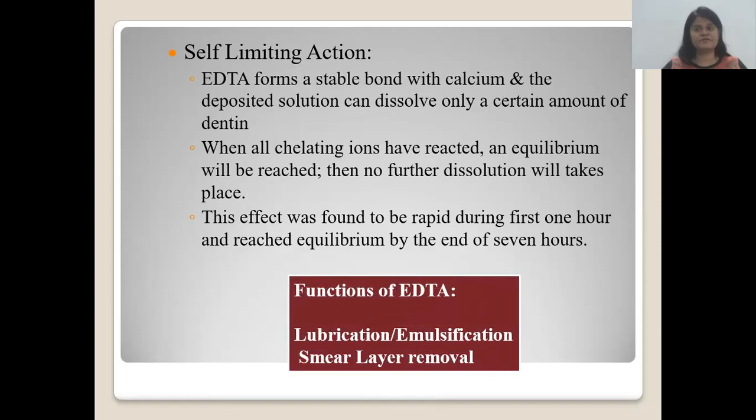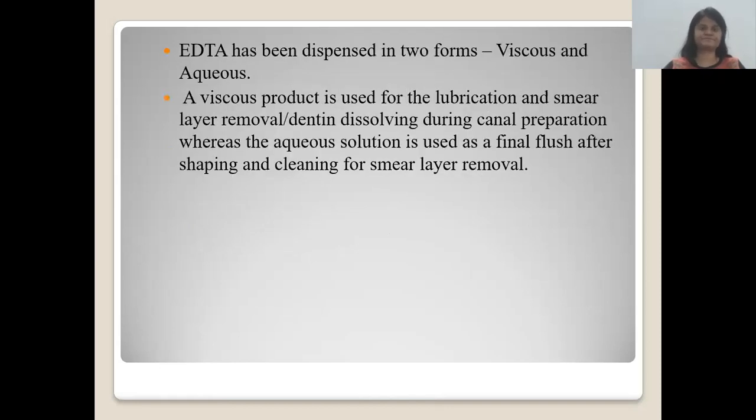Then what is the function of EDTA, because as we saw, it doesn't have any bactericidal or bacteriostatic activity? It is mainly used for lubrication or emulsification of the root canal and removal of the smear layer. It can be dispensed in two forms, either viscous or aqueous. Viscous is used for lubrication and smear layer removal from the dentin during canal preparation, whereas the aqueous solution is used as a final flush after shaping and cleaning of the root canal to remove the smear layer.